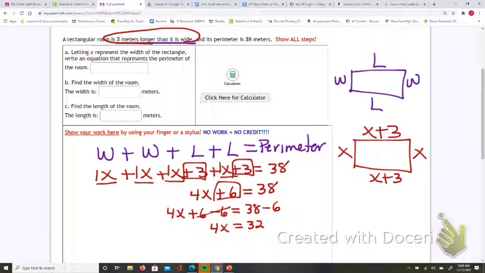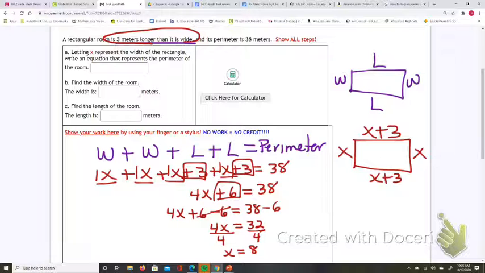Now, our last step in solving is to undo the multiplication. So we find our x, and we notice that there's a 4 right next to it. Remember, that means 4 times x. So in order to do the opposite, we have to divide by 4. 4 divided by 4 is 1x equals 32 divided by 4 is 8.